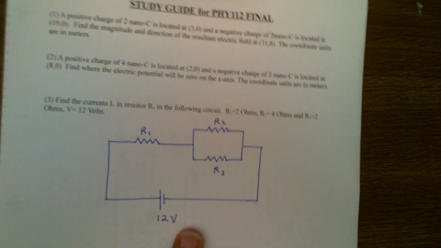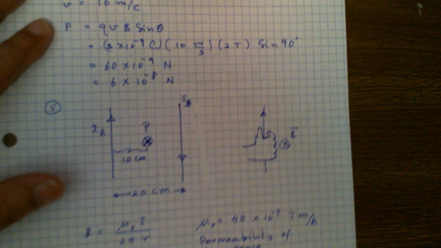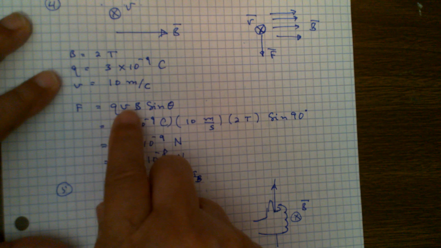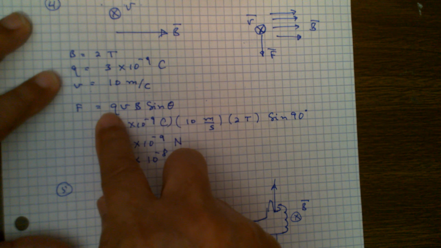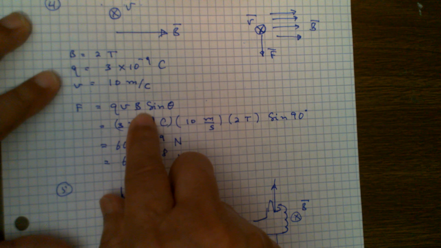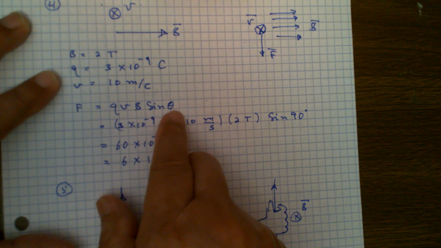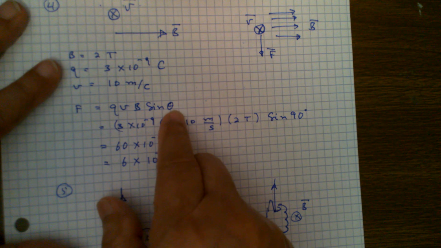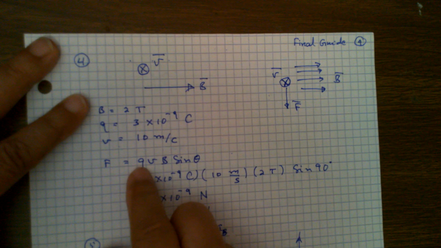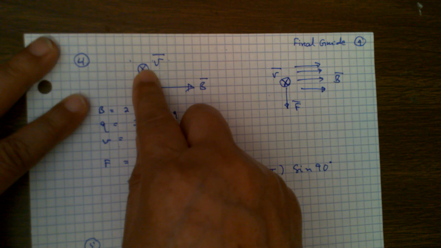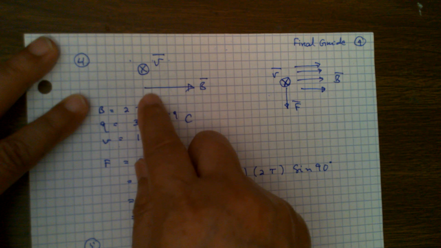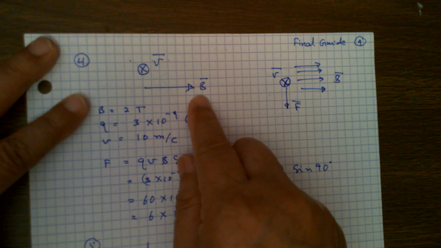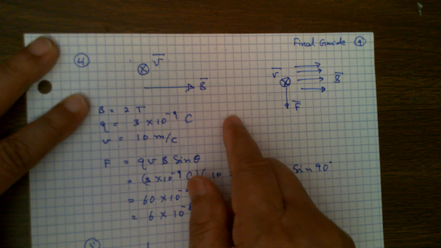Okay, so it's a very simple problem because there's only one formula you have to know, and that is F is equal to QVB sine theta. Q is the charge, V is the velocity, B is the magnetic field, and theta is the angle between velocity and the magnetic field. In our case, it is perpendicular, so it's 90 degrees. As we said, velocity is going into the page, and the magnetic field is directed to the right. So what we have to do is use the right-hand rule.